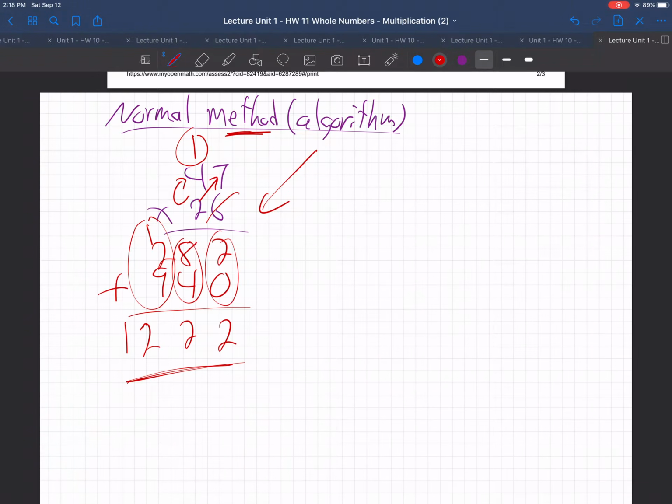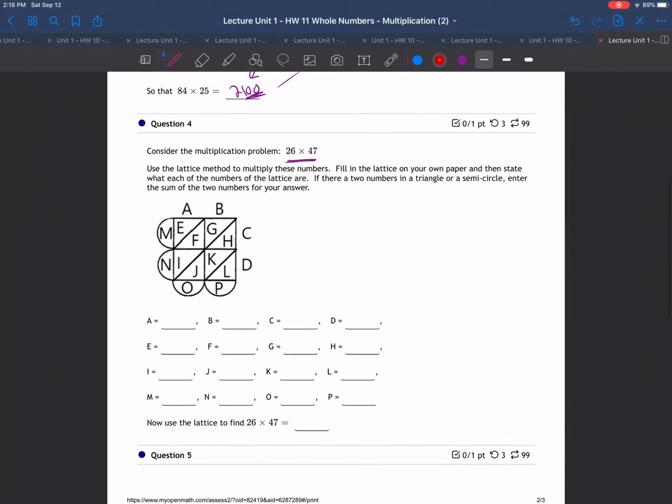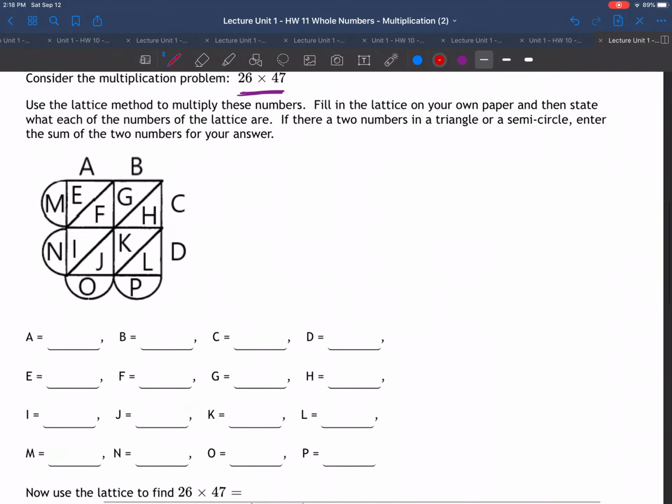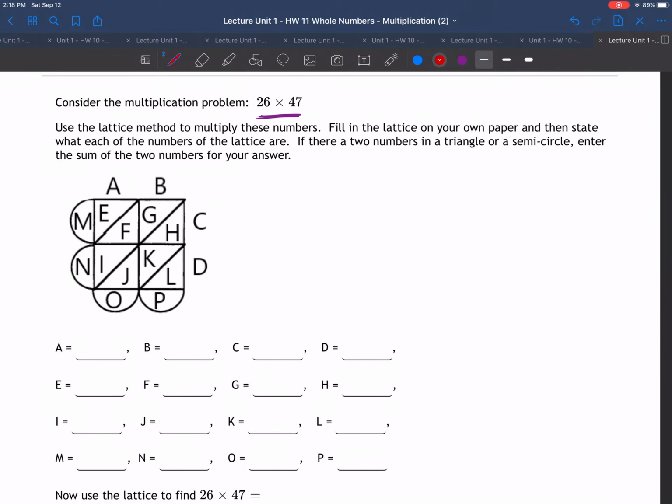But to give you better perspective on the standard way, let me show you a different way. Again, that gives you a wider, deeper perspective on what multiplying really is. Okay, so here we go.